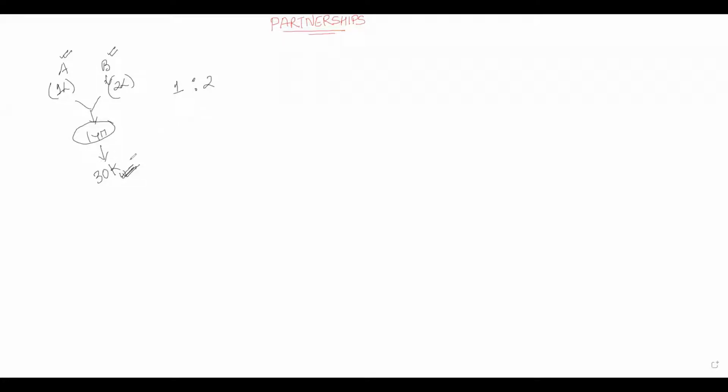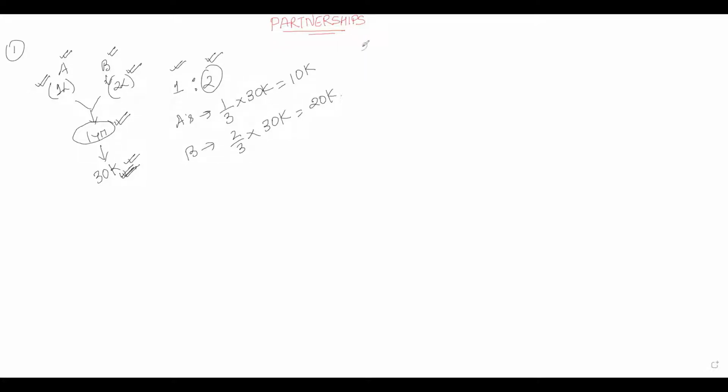So that means in this 30K profit, A's share would be simply 1 by total, that is 1 plus 2, that is 3. So 1/3 of the total profit, that is 30K, which would be 10K. And the share of profit of B would be 2 parts out of the total 3 parts times 30K. So this would be 20K. So whenever the time period is the same, but the amount invested is different, in that case, the profit would be simply divided in the ratio of their capital invested.